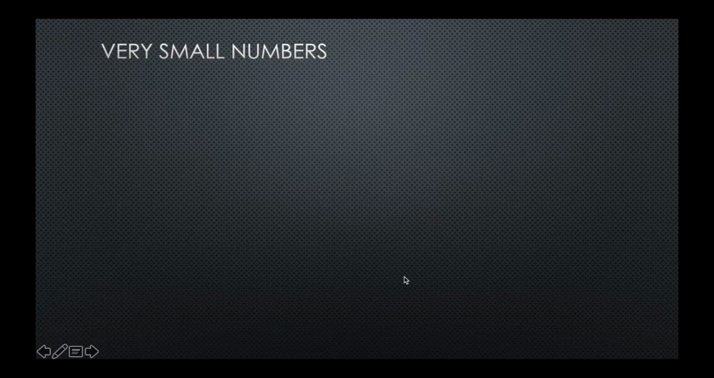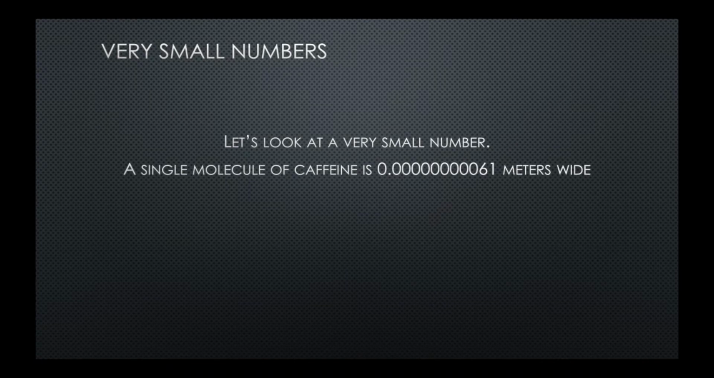Now, scientific notation can be used for very, very small numbers as well. So an example of a very, very small number is a single molecule of caffeine. I know you guys think about caffeine a lot, but how much have you ever thought about exactly how big a single molecule of caffeine is? A single molecule of caffeine is 0. A whole bunch of zeros, I'm not even going to say them all, 61 meters wide.